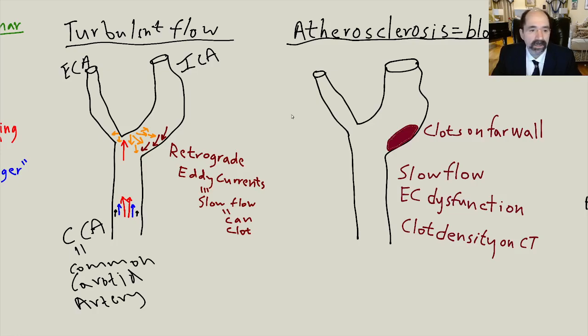Okay, now here is a drawing of the common carotid artery, and then it bifurcates into the external carotid artery that goes up to the face, and the internal carotid artery goes up to the brain.